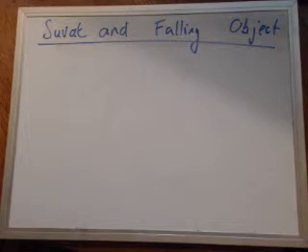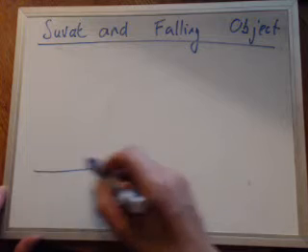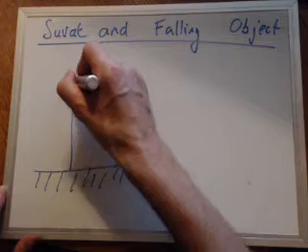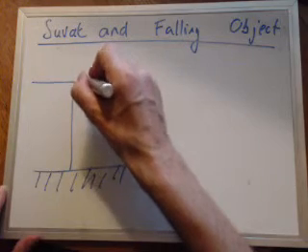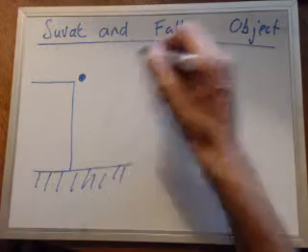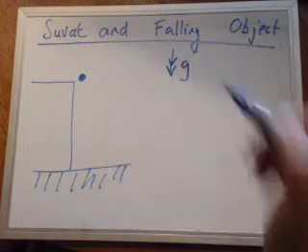Hello, in this video we shall look at Suvat equations and how they relate to a falling object. We'll also spend a little bit of time looking at the conservation of energy applied to a similar problem. So, here we have an object, let's say on a tall building, about to fall due to gravity. We're going to indicate gravity as acceleration acting down.